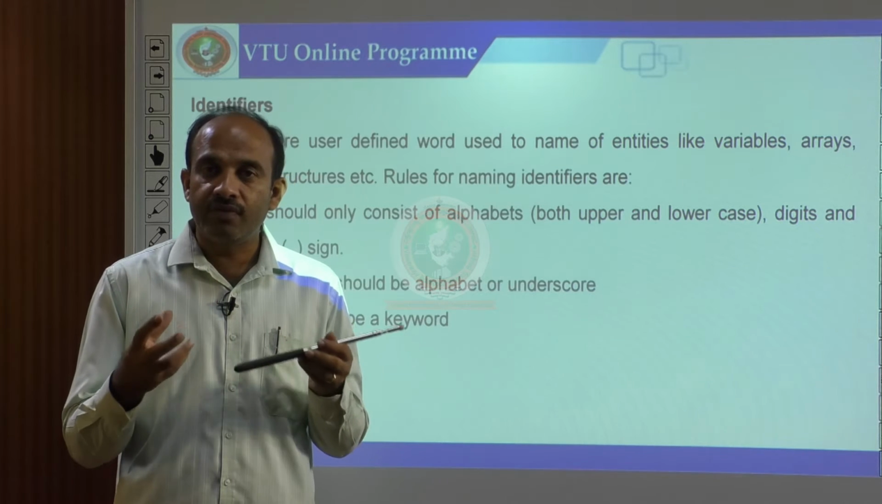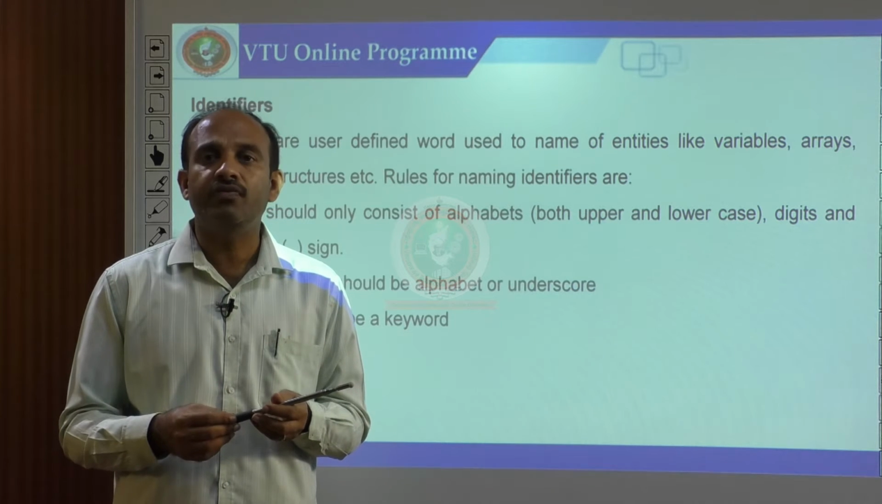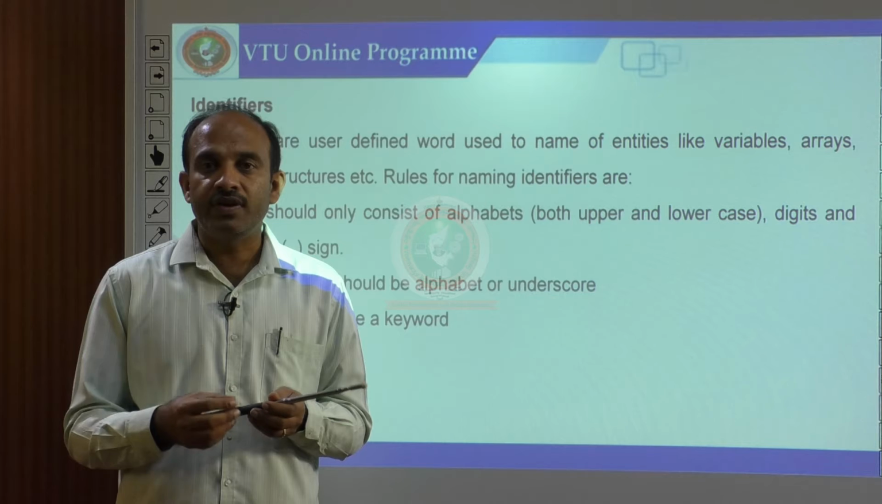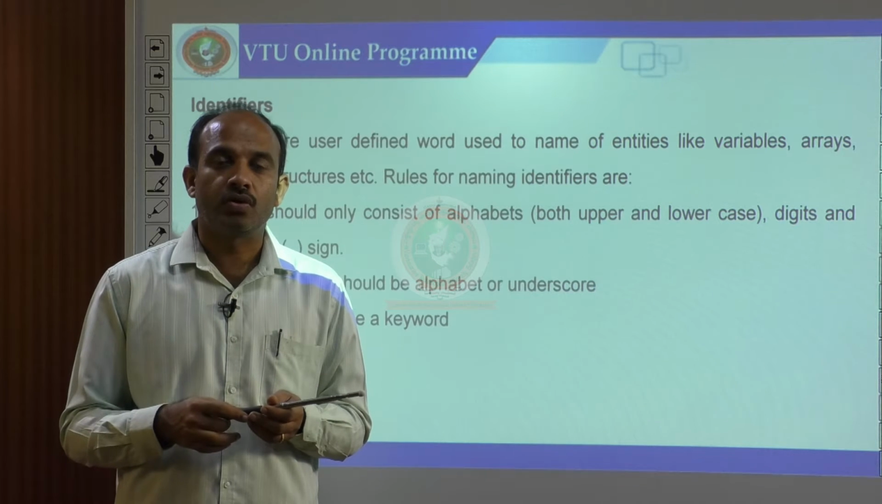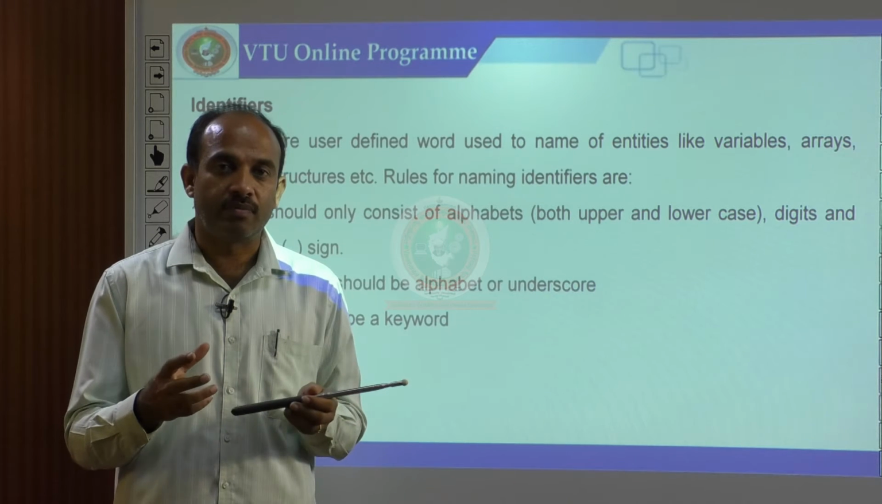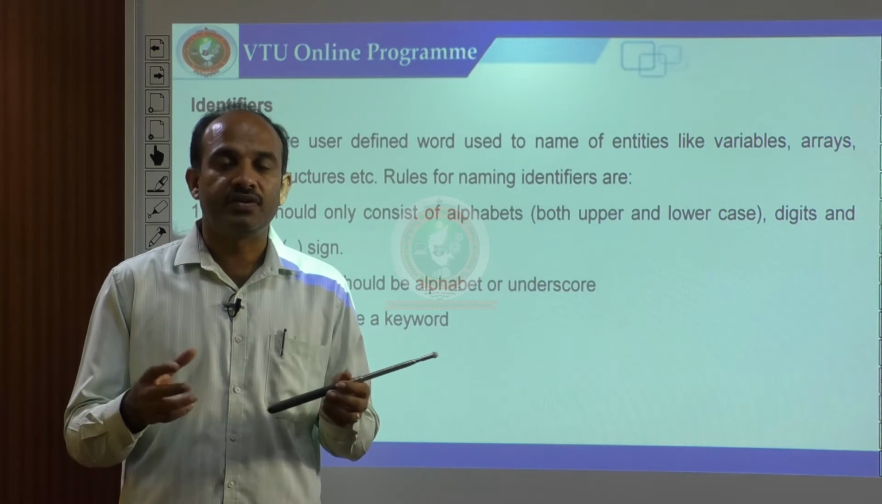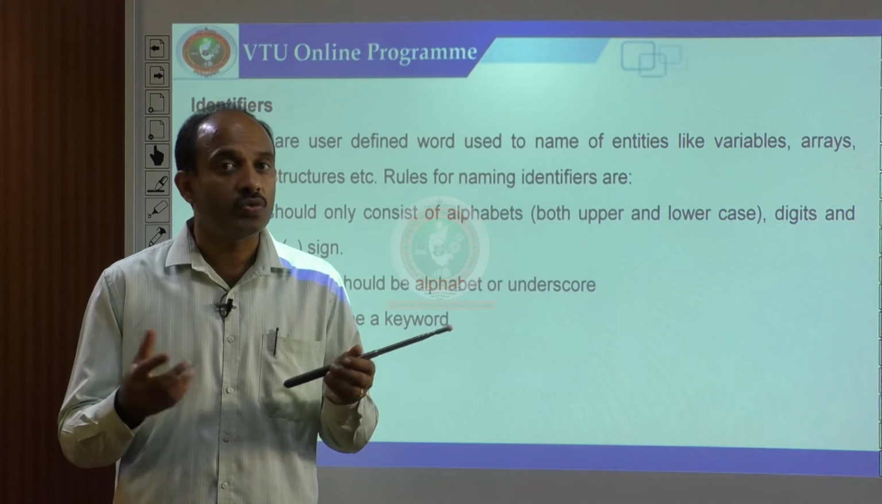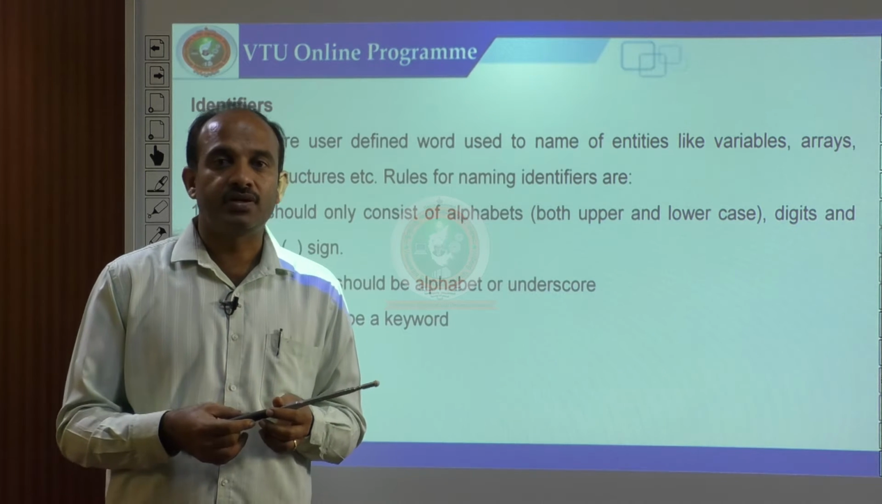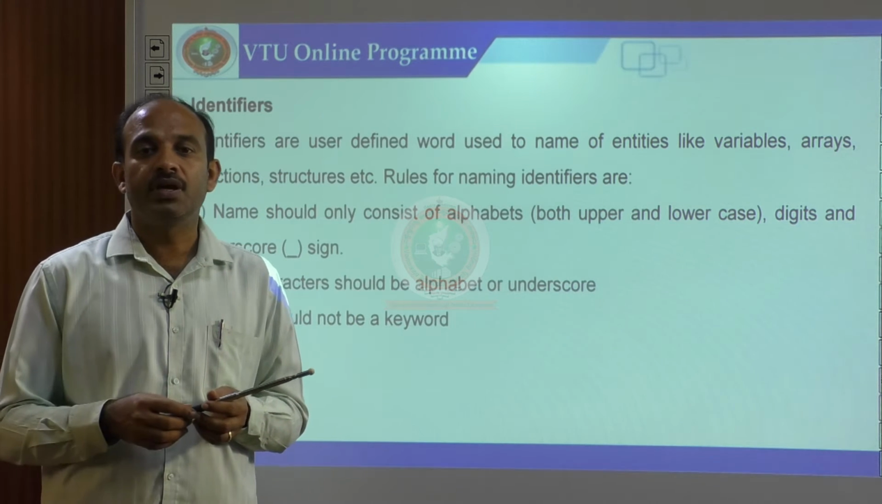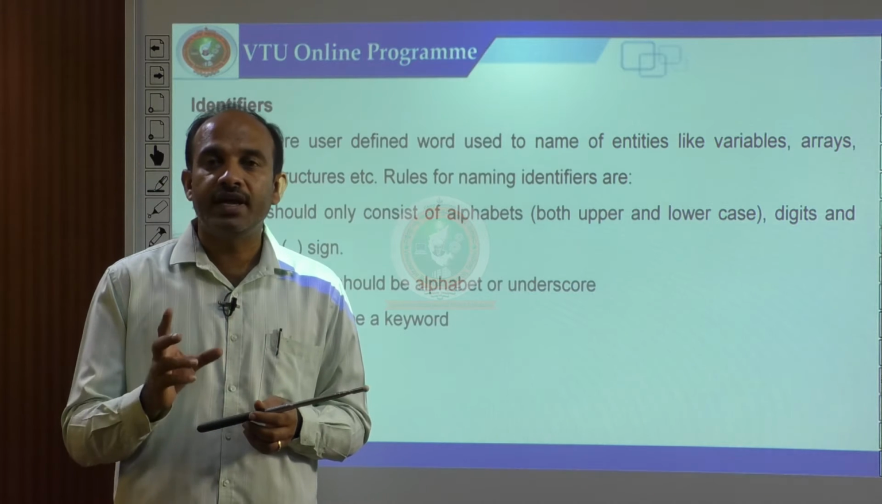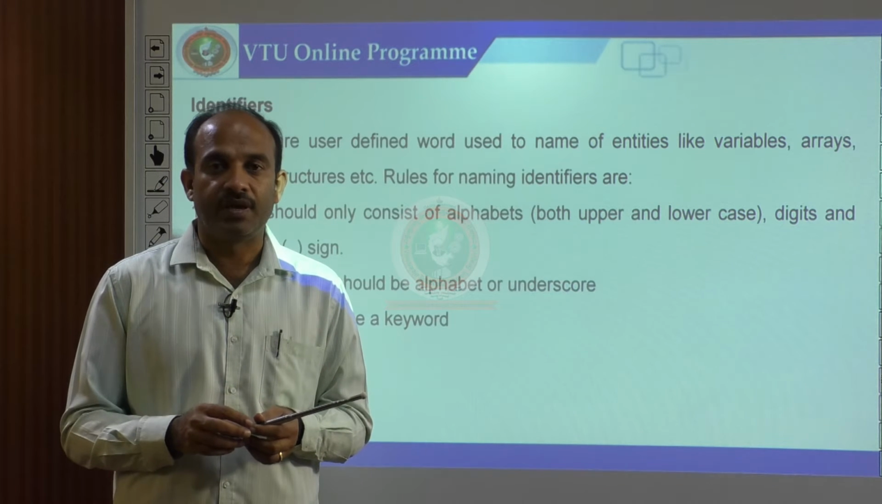Whenever you write an identifier, we need to follow some rules. Always keeping the rules in mind, we need to define the identifier. Then what are those rules? We will try to understand. The name should only consist of alphabets.